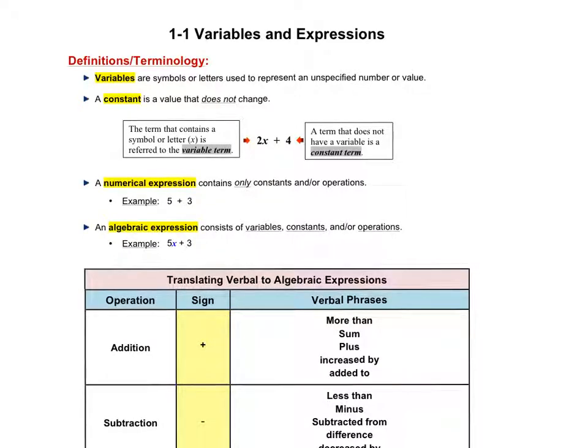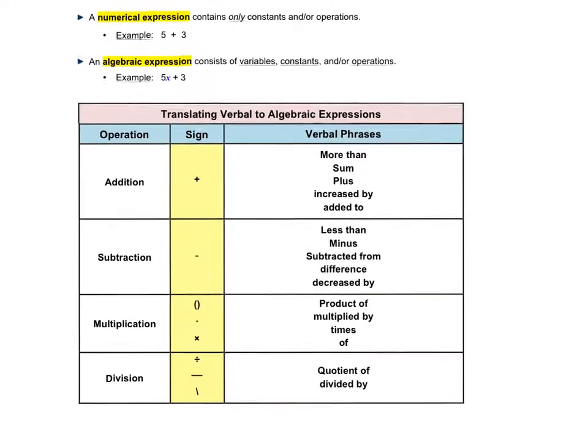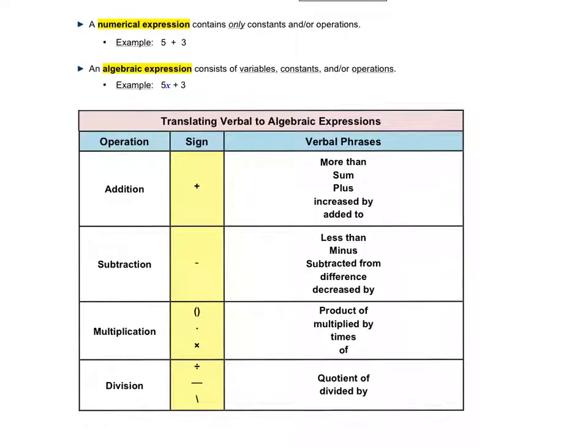This is 1-1, variables and expressions. Expressions do not have an equal sign. These are some keywords to help us translate between expressions and verbal phrases. The ones people tend to have trouble on is that quotient goes with division and product is multiplication.